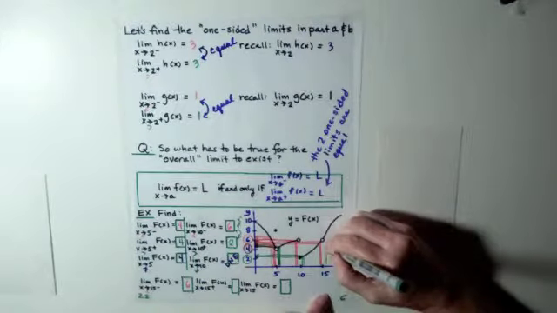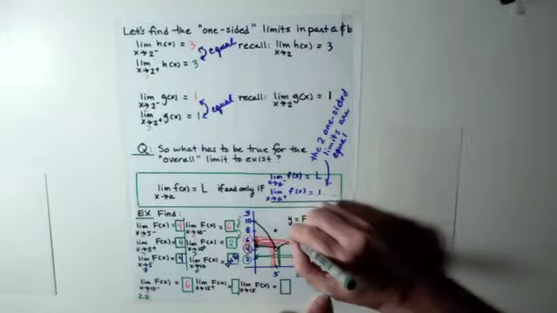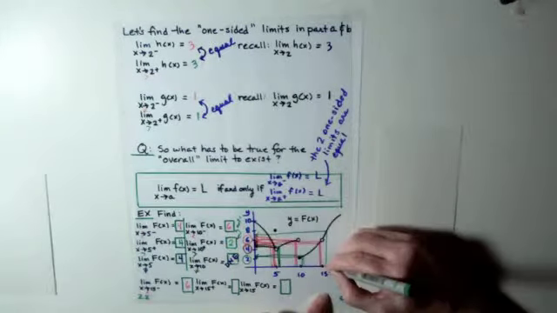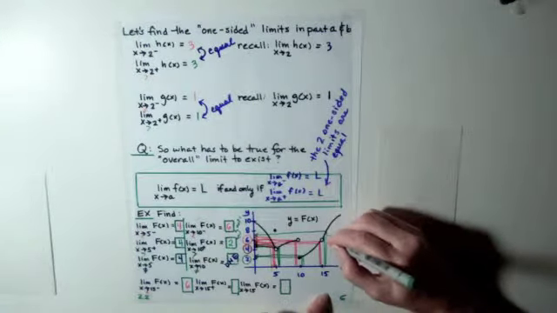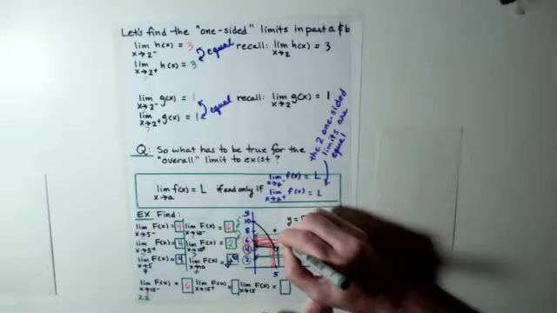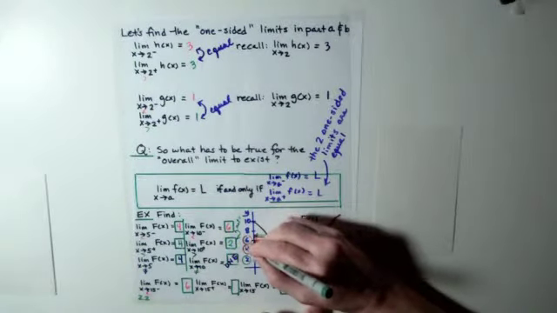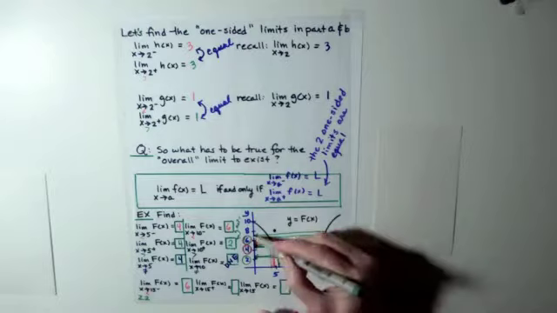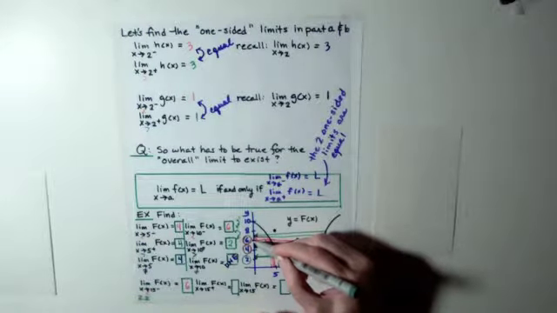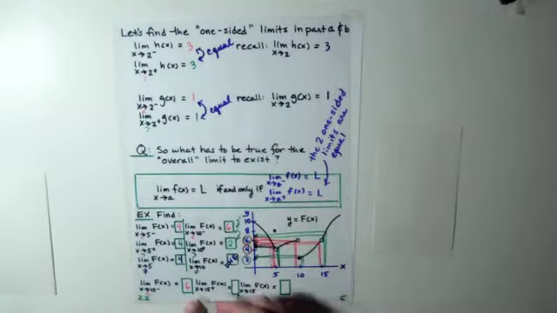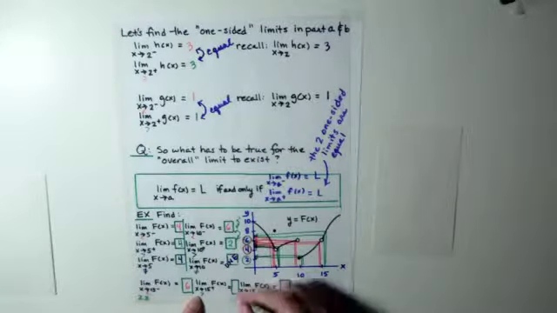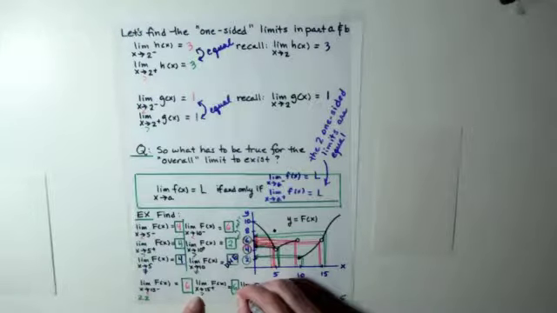If I plug in a value that's slightly to the right of 15, go over to the y-axis, then plug in a value that's even closer to 15, but on the right, it looks as if the outputs are again marching down the y-axis towards the number 6. So I would say the limit as x approaches 15 from the right, in other words through values that are a little bit larger than 15, is equal to the number 6.